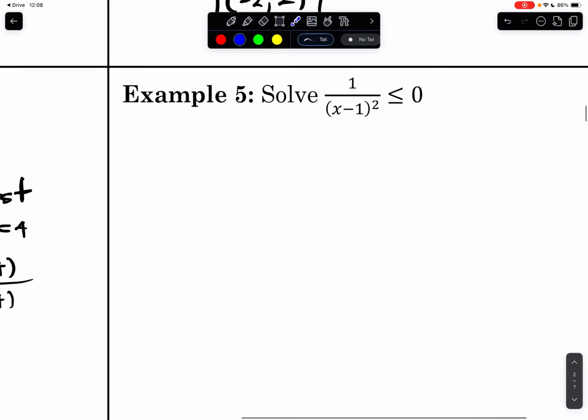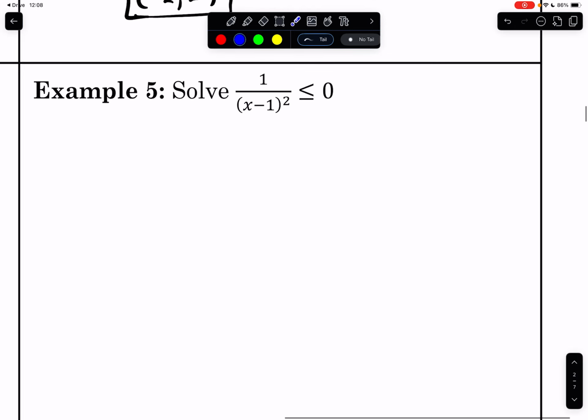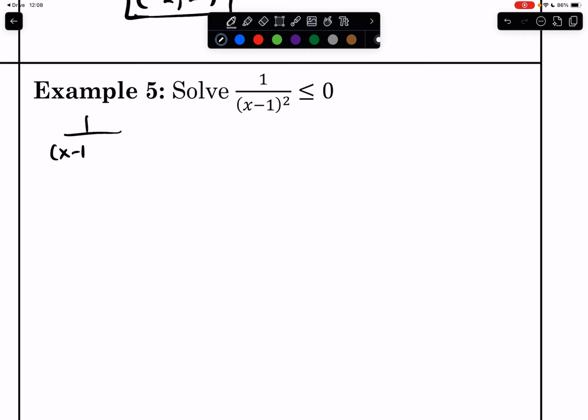And now let's look at the next example. For this example, it's already in the factored form. X minus 1 means we have two of those. So just remember we have two. Let me rewrite this as 1 over x minus 1 times x minus 1. I said x minus 2 earlier, but I meant x minus 1. We have two of these x minus 1s. And we want to know when this is going to be greater than or equal to 0.